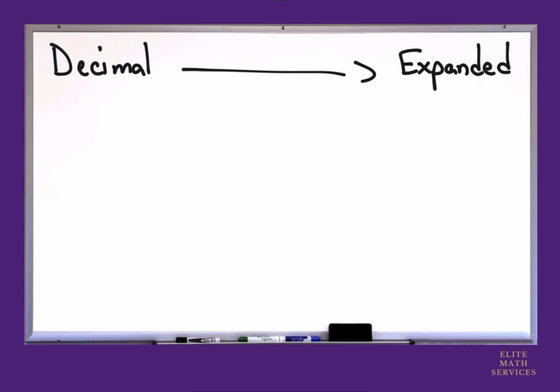In today's lesson, we're going to be changing a decimal into expanded form. Now, the example we're going to start off with is going to be 3.012.